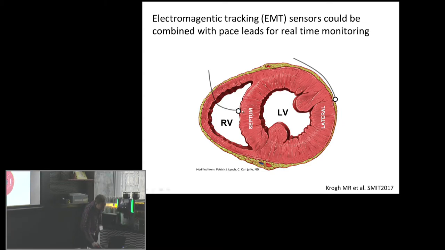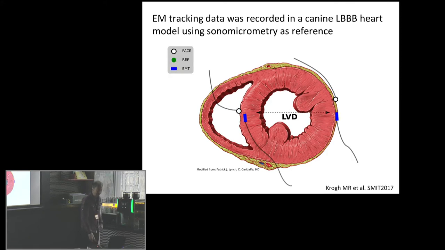So you put these electrodes on these two sites. If you add a coil so that you can track the position of these electrodes, then you can get direct feedback on the position or the motion of these two. You can actually estimate the diameter between here, and that could give you some functional feedback on this pacing that you do. So we wanted to test that.